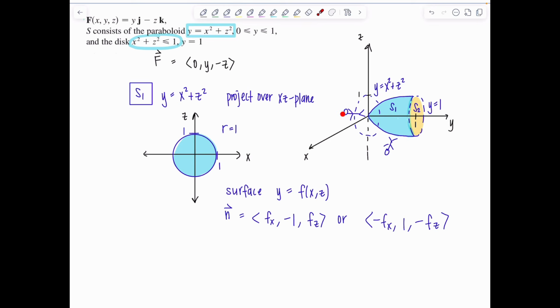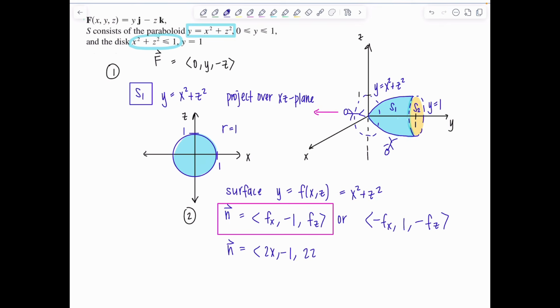So here, where is your head going? Where is your head going? In the negative y direction. That's right. So this is the normal that we're going to use. Right here, n. My surface's equation is x squared plus z squared. So n is going to be 2x, negative 1, 2z.